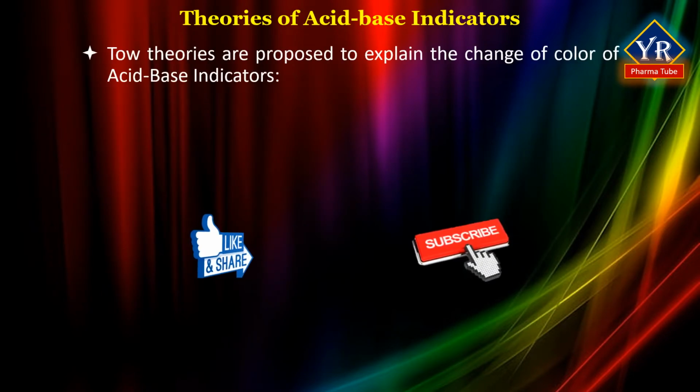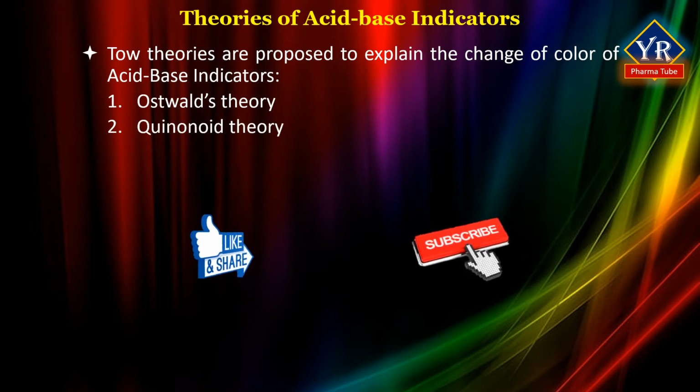Two theories have been proposed to explain the change of color of acid-base indicators with change in pH. Number 1, Ostwald's theory, and number 2, Quinonoid theory.